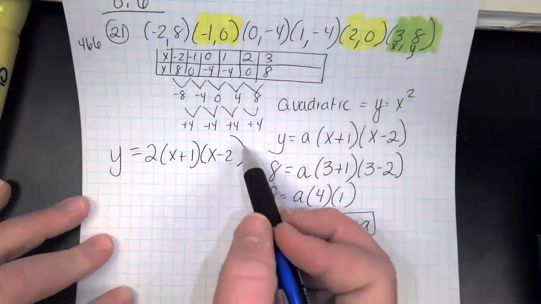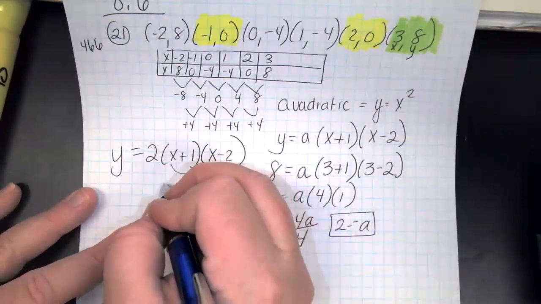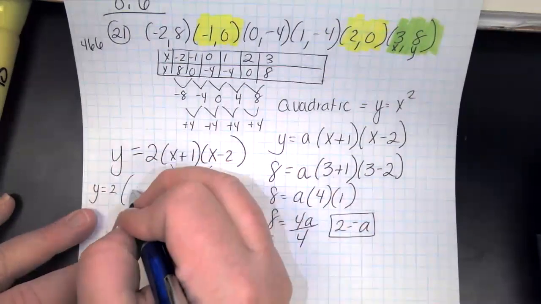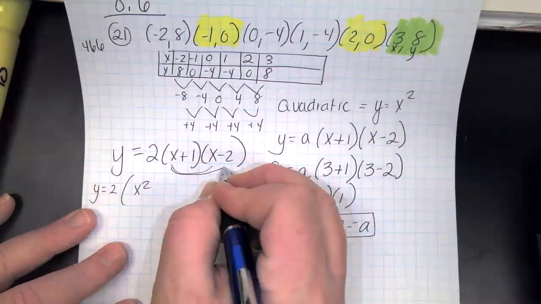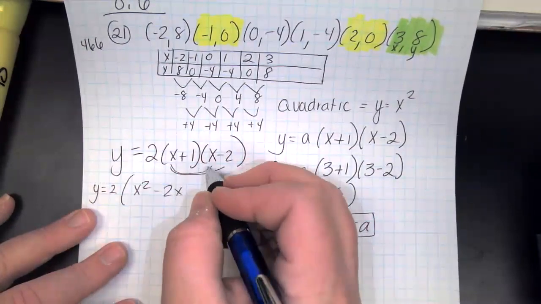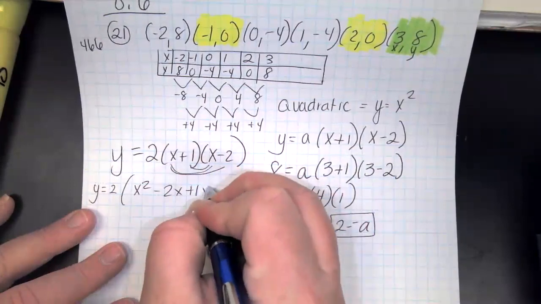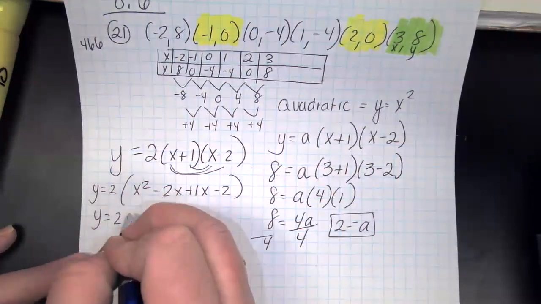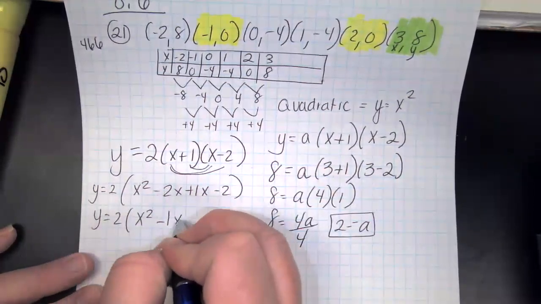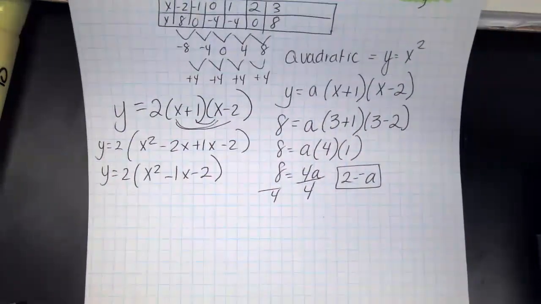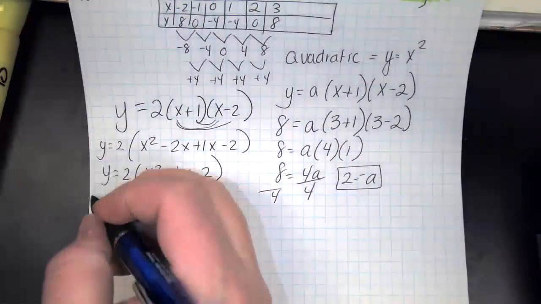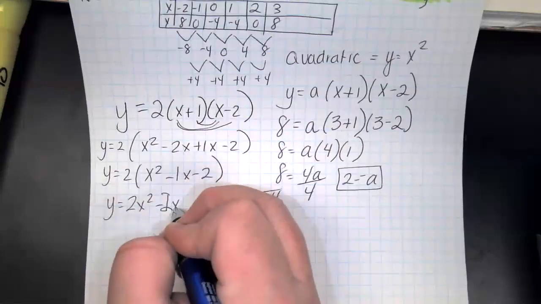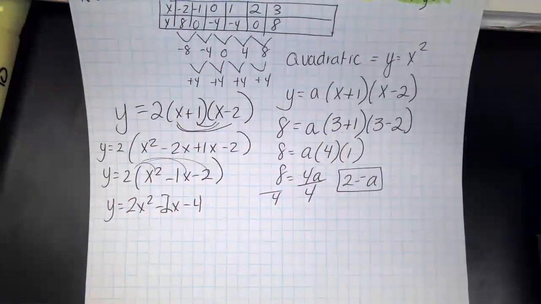Now, in standard form, what would happen is you would go ahead and FOIL this. Let's leave that 2 out front, okay? And let's do x times x is x squared, and x times -2 is -2x, and 1 times x is 1x, and 1 times -2 is -2. So x squared minus 1x minus 2, because I collected like terms. Okay, now multiply through by 2. 2x squared minus 2x minus 4, because I had to multiply everything by 2.